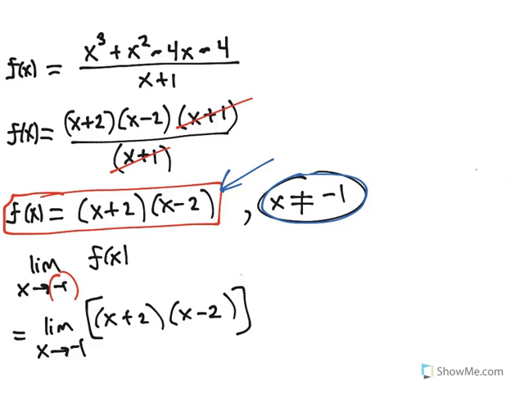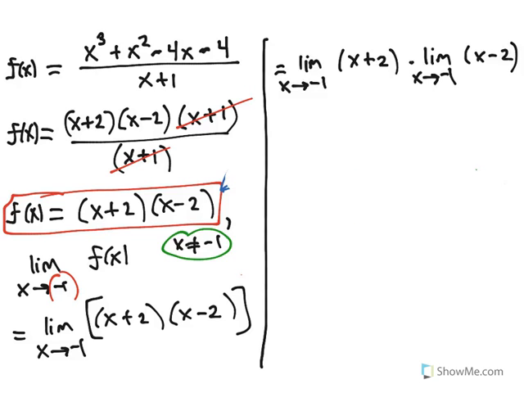So we begin our problem by writing f of x as x plus 2 times x minus 2, and we want to take the limit of that as x is approaching -1. We can recognize that what we have here is a product, and we can use the limit of a product of two functions theorem. So we have the limit of a product, and that's what I'm using to rewrite my limit as you see here.